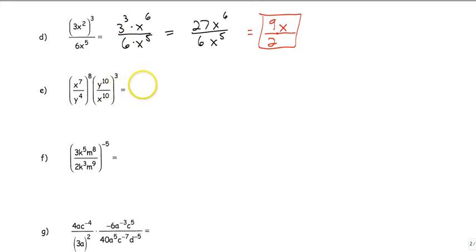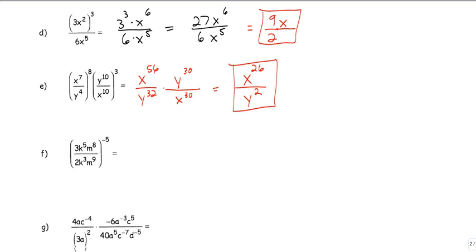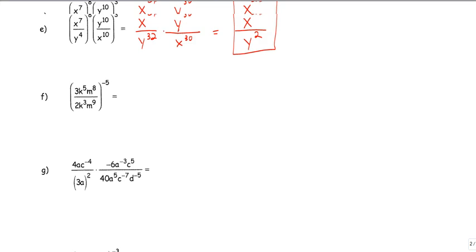Alright, so this one, we get x to the 56th over y to the 32nd times y to the 30th over x to the 30th. So basically we just have to cancel these because these are being multiplied together. 56 over 30 is a 26 on top, over 30 over 32 is a 2 on the bottom. And that is it. Okay, so 10-minute video. Again, try these 3. If not, we're going to go over them in class because I want to go through the more difficult ones together as a class. Alright.